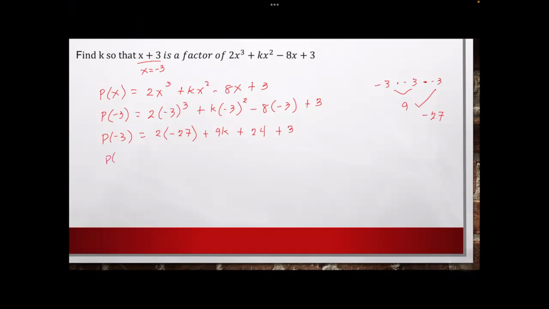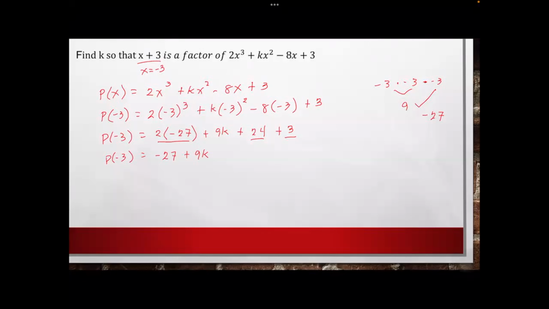So, magkakaroon tayo ng p of negative 3 is equal to, what is the simplify of this, and this? Klaro again. Negative 27 po. So, this will be negative 27 plus 9k. So, yun yung simplify niyan. So, magkaroon tayo ng 2 times negative 27 plus 24 plus 3. This will be negative 27 plus 9k.